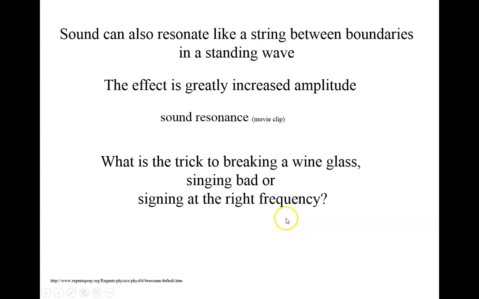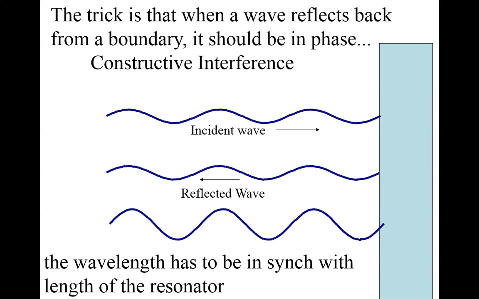Okay. So sound can resonate like a string between boundaries in a standing wave. So you can create a standing wave with sound, and what you get is that really exaggerated constructive and destructive interference. The effect is a greatly increased amplitude, and if it's a bigger amplitude, then we know it means loudness. So the trick is that when you send a wave, it has to reflect back and be in phase with itself. Okay, so if we start and end with a node, then it's going to reflect back and start and end with the node, and it'll be in phase.